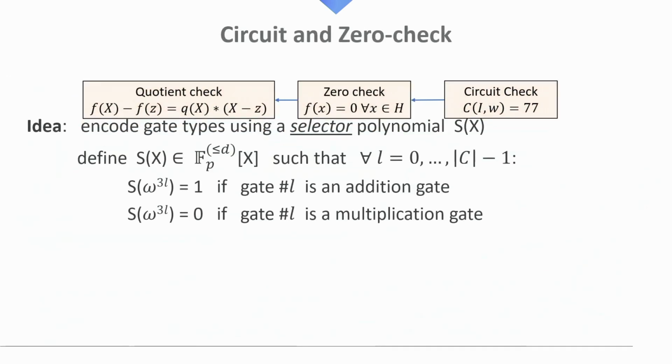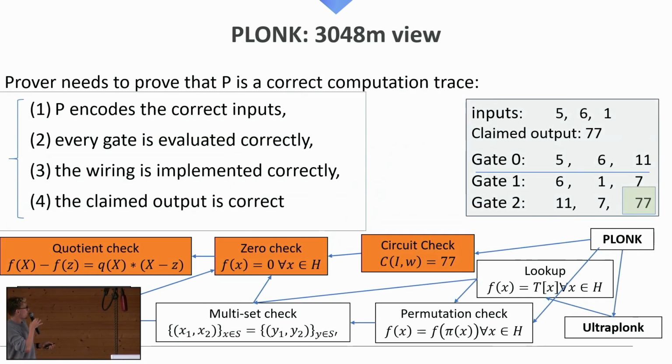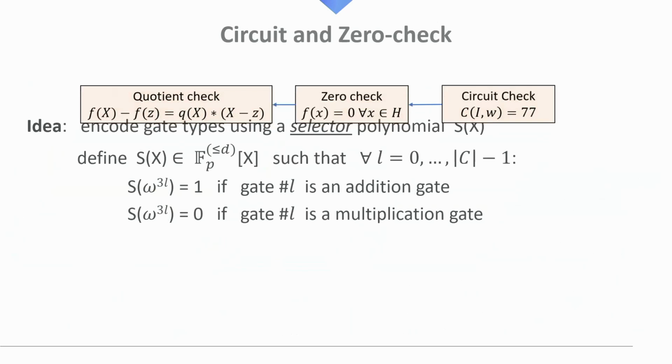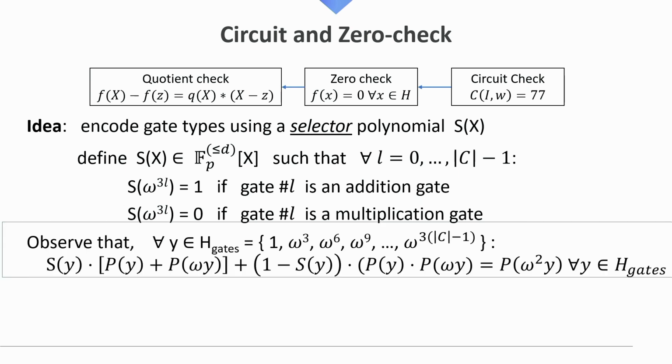So how do I prove that? I want to prove this second component. I want to prove that every gate is evaluated correctly. So this is the so-called circuit check. The way that I do that is by having this selector polynomial, which is either 0 or 1. And it's 1 if I have an addition gate, and it's 0 if I have a multiplication gate.